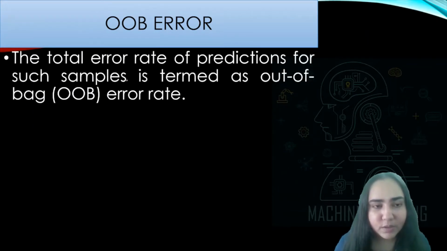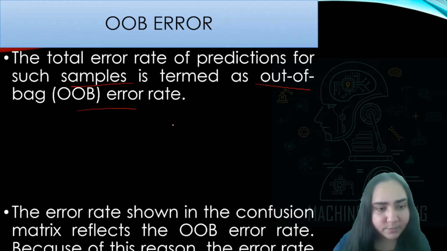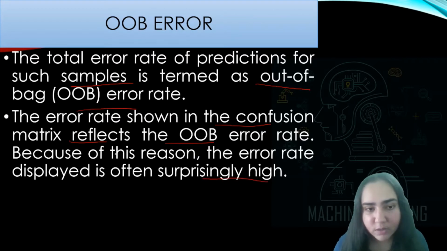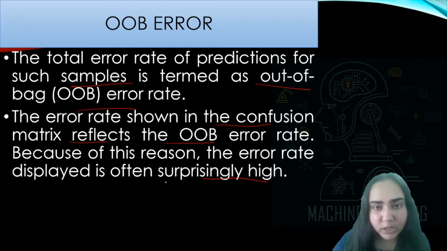The total error rate of predictions which you have from all such samples is known as the out of bag error rate, which is called OOB. This error rate is shown in the form of a confusion matrix, which would reflect the OOB error rate. Because of this, the error rate displayed is often surprisingly high because it is reflected in a confusion matrix. So you might find it surprisingly high, but you can also measure the overall accuracy by using the accuracy function as well.